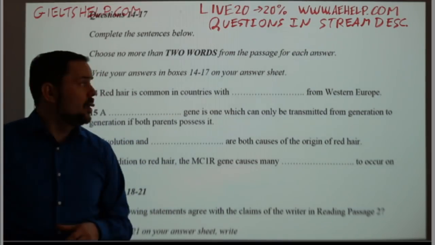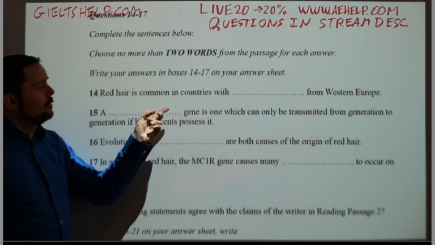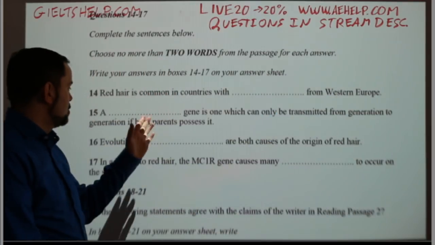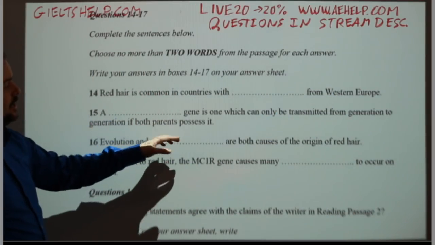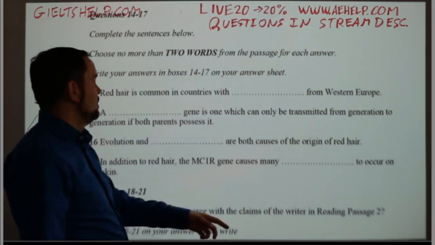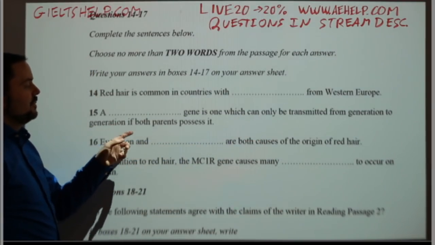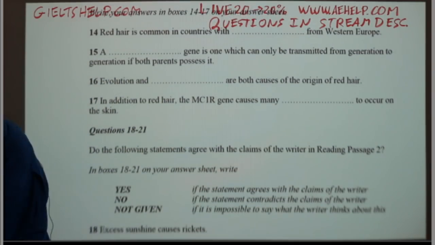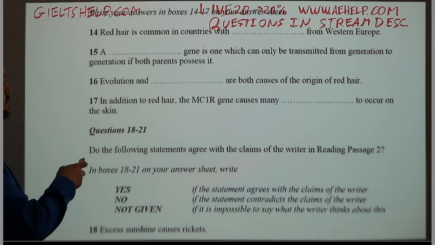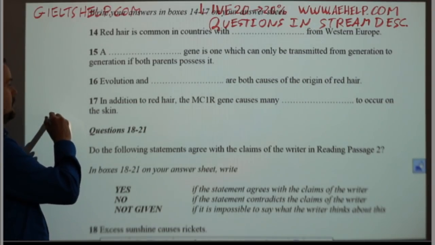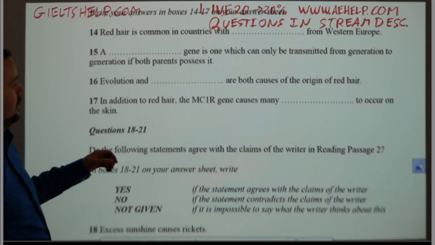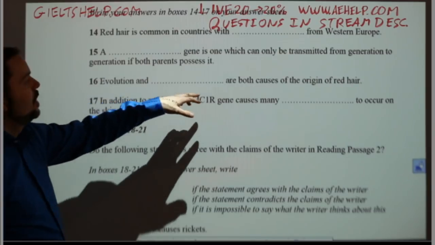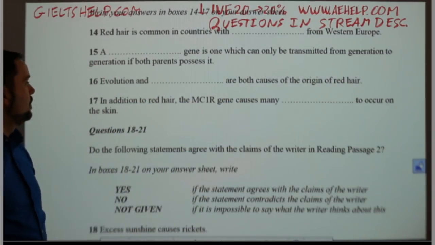All right, so red hair is common in countries with something from Western Europe. Okay, sure. A gene is one which can only be transmitted from generation to generation if both parents possess it. Okay. Evolution and something are both causes of the origin of red hair.